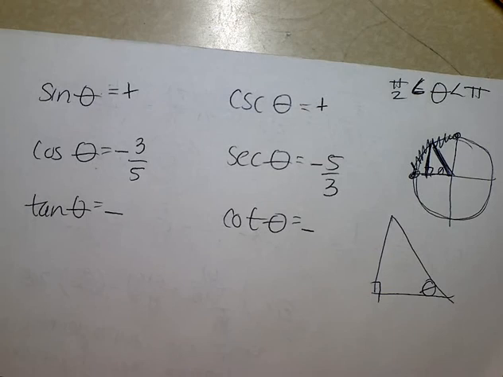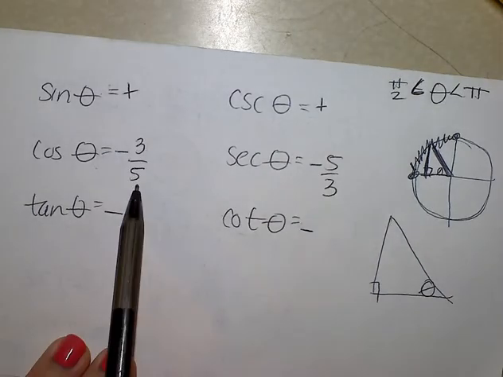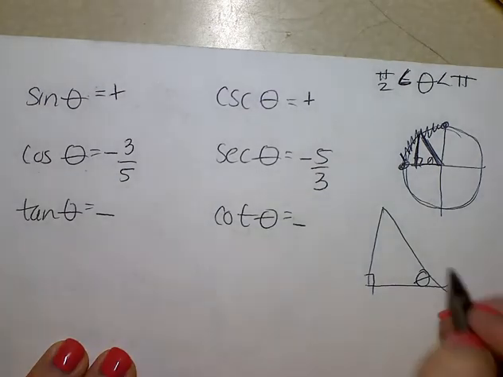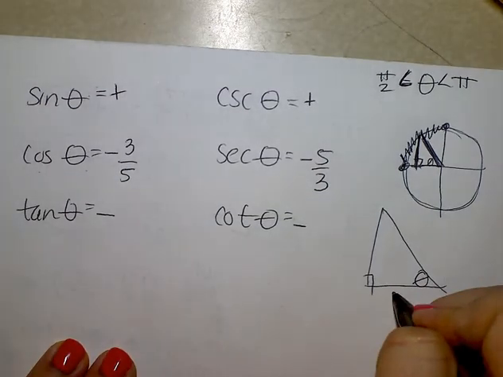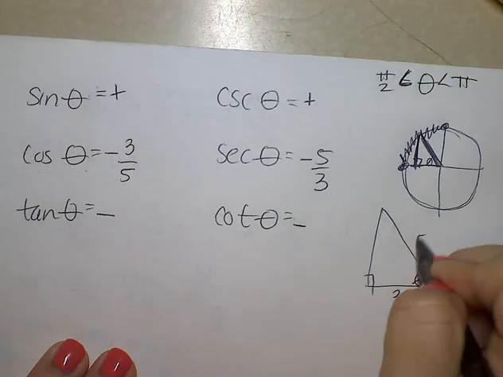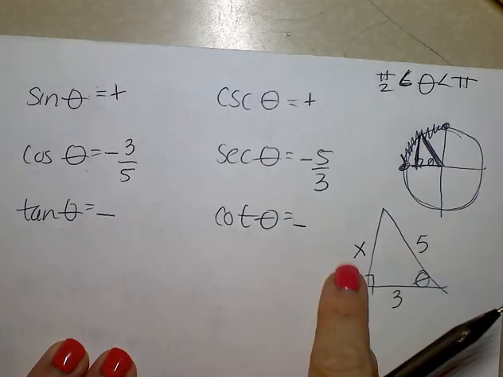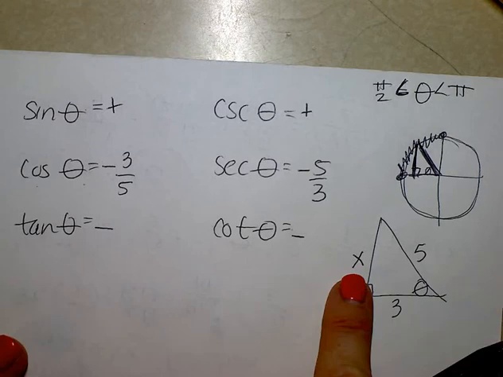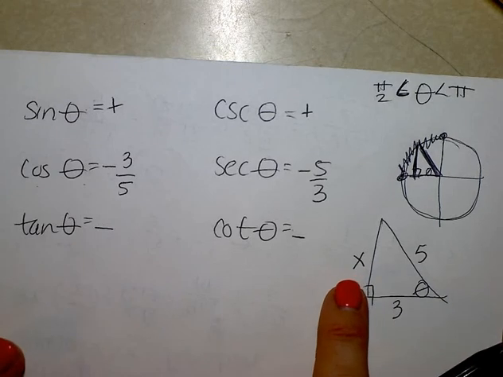So at this point, we don't care about positives or negatives. We've already determined what they're going to be. Cosine is 3/5. So cosine represents the adjacent over the hypotenuse. Adjacent would be this side. Hypotenuse is this side. We need to figure out this. You have 20 seconds. You can use your partner for help if you need to. The Pythagorean theorem to find out x. Go ahead.